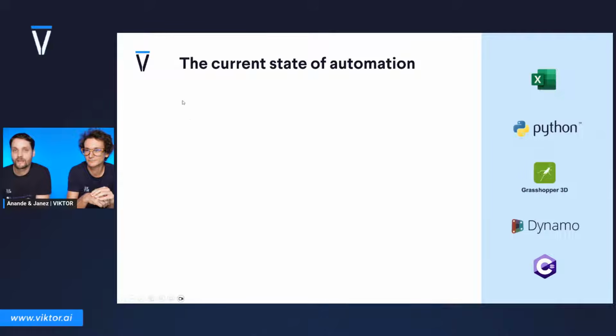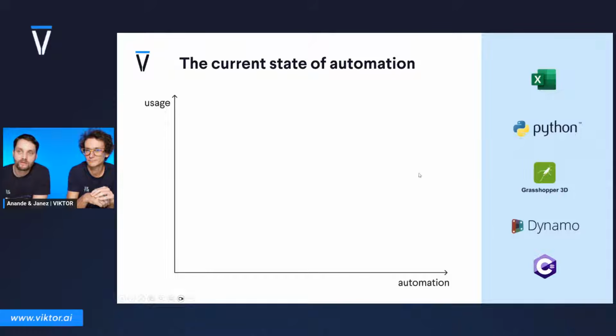And if you place those tools in a graph, on one axis, at the lower side, is automation, so the level of automation those tools can reach, and on the other axis, how friendly they are to use or how many people use them. And we have noticed that you will see something like that.